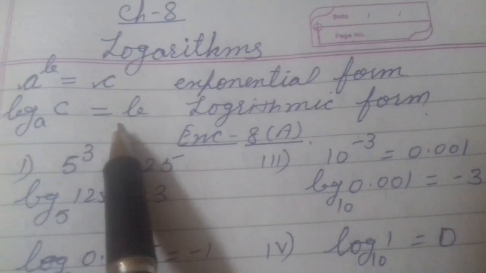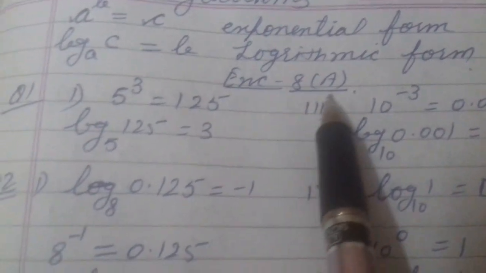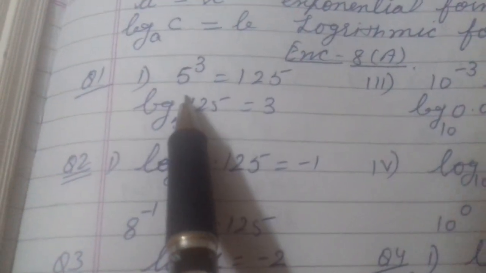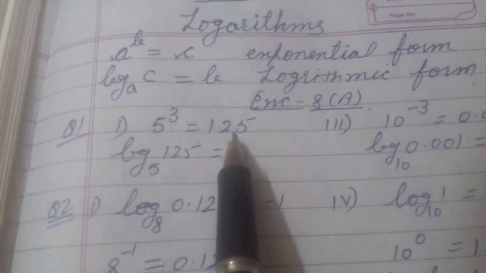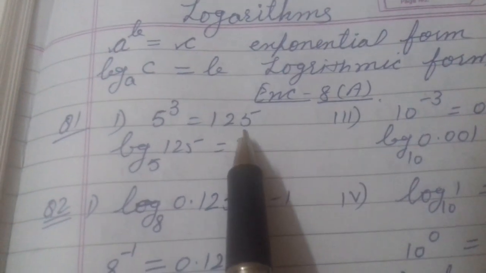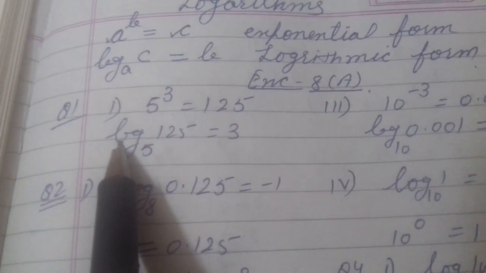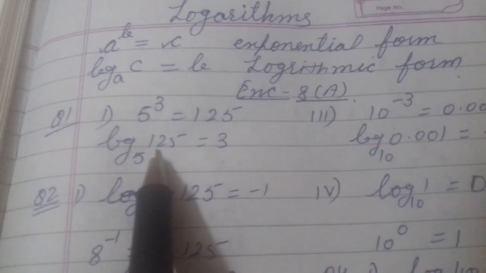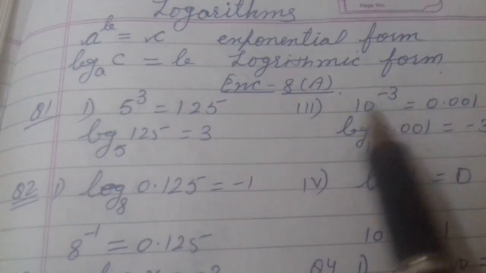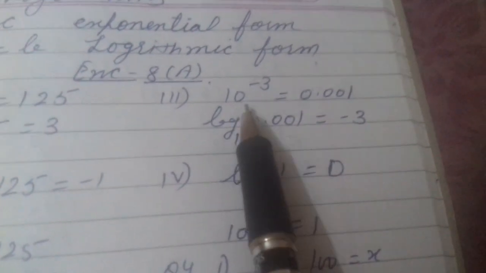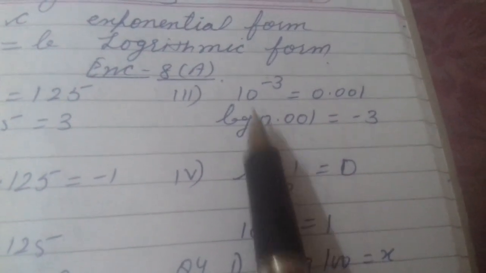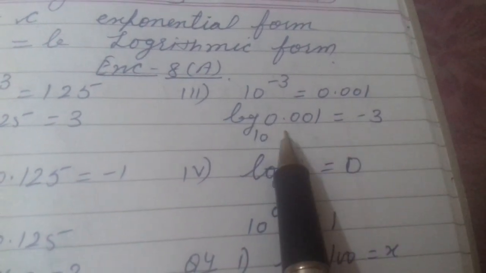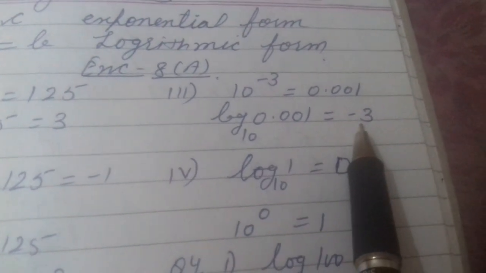Let's practice these forms in the questions. Exercise 8a, first question, you can see exponential form is given to you and you are asked to write it in logarithmic form. So how we'll write? Log to the base, base is what? 5 of 125 is equal to 3. Third part of this question, log, what is the base? 10 of 0.001 is equal to minus 3.